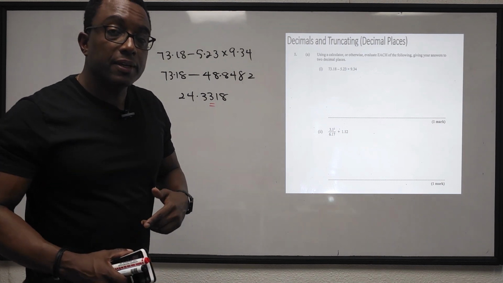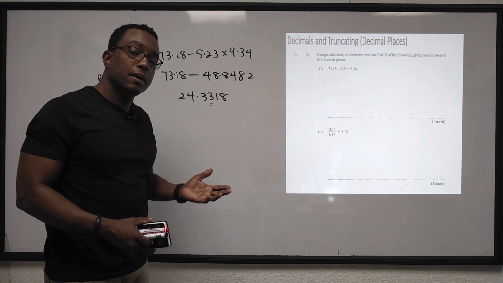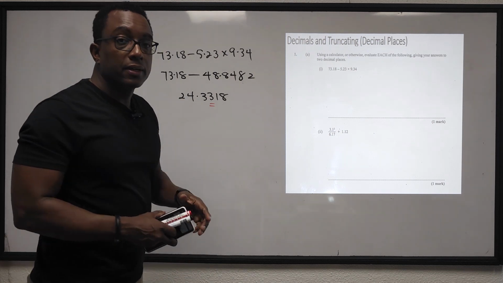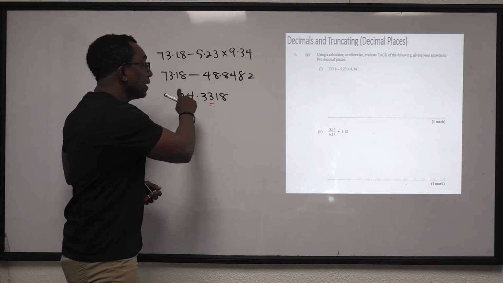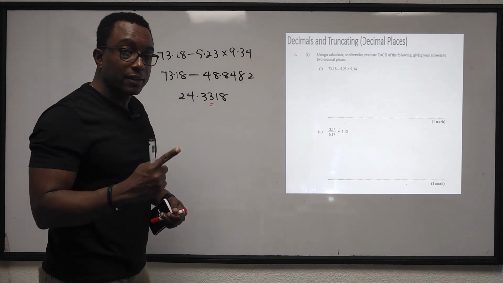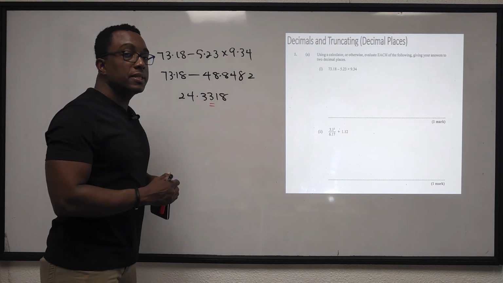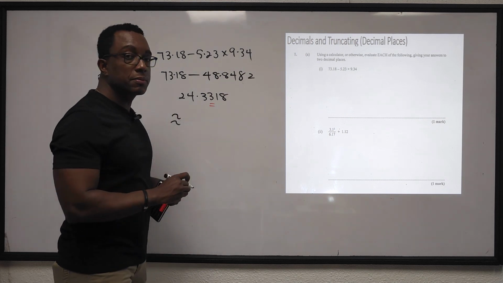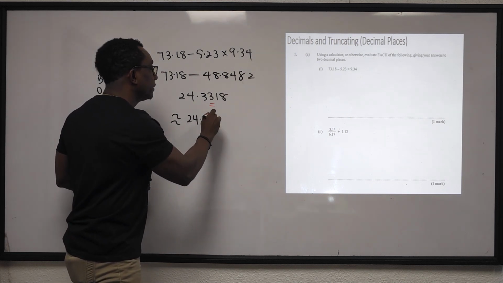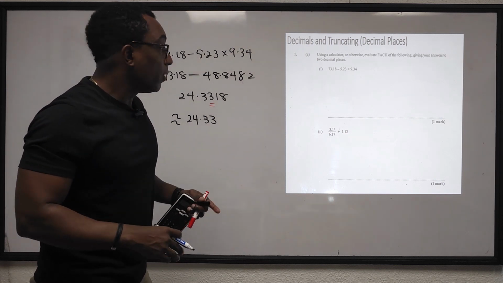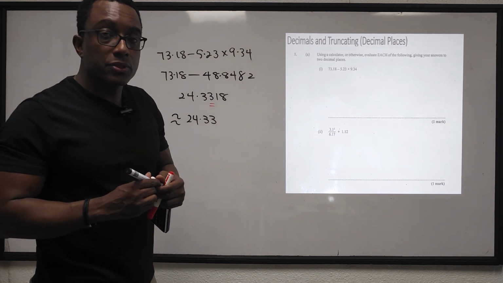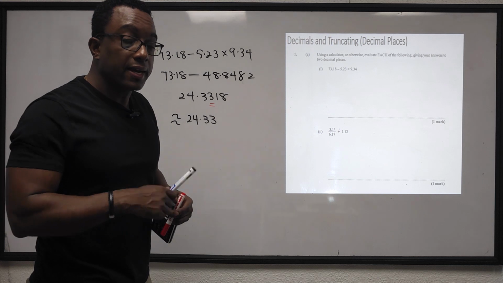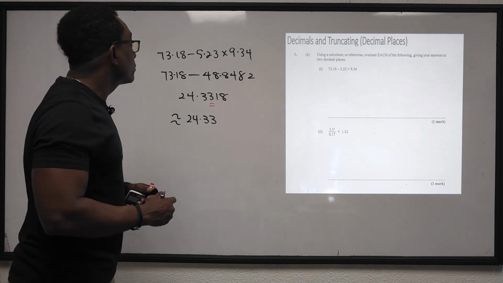If the number immediately after is 5 or more than 5, you add 1 to the number that is underlined. If the number immediately after is less than 5, the number underlined, 3, stays as is. So the number after my 3 is what? 1. It's less than 5. So this 3 here stays as is. So I can write or approximate my answer to two decimal places as 24.33. And I ignore all digits that exist after. I do not put back zeros, nor do I put back 1 or 8. I ignore them.